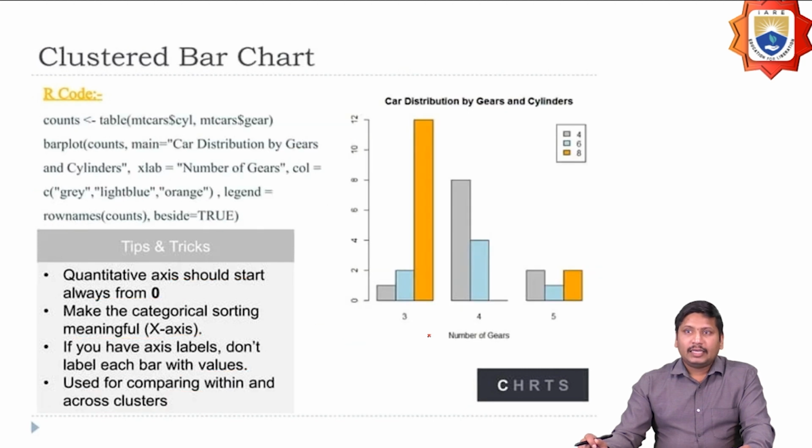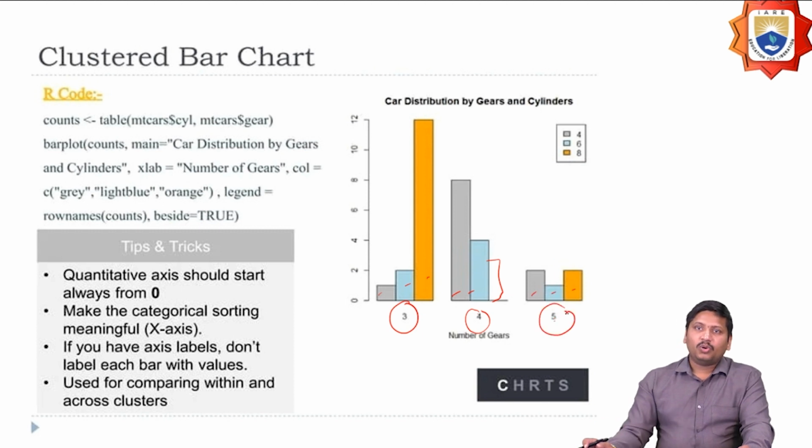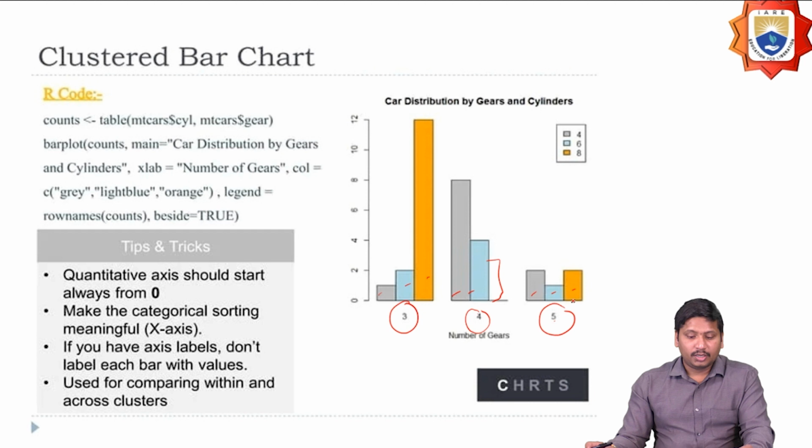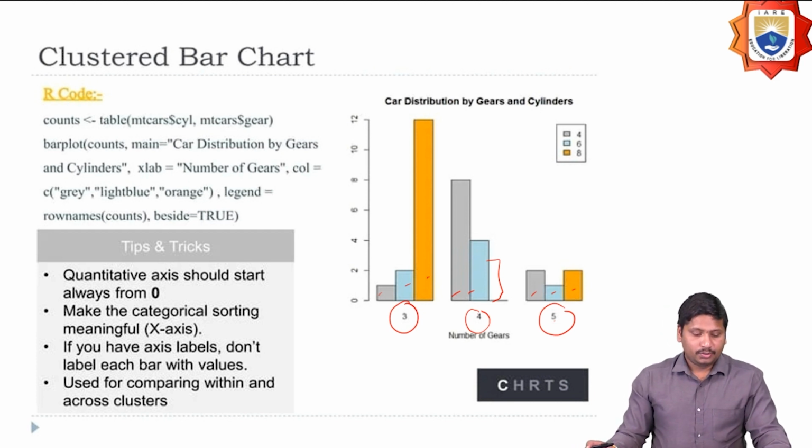And the next one is the clustered bar chart. Cluster means multiple bar chart. So for this attribute, I'm going to show the values of 4, 6, 8 here. Similarly for the attribute 4, what are the values? 4, 6 and then 8. And similarly for the attribute 5, 4, 6 and 8. Like this, I can call it a multiple bar chart as well. So how are we going to construct this multiple bar chart in our code?